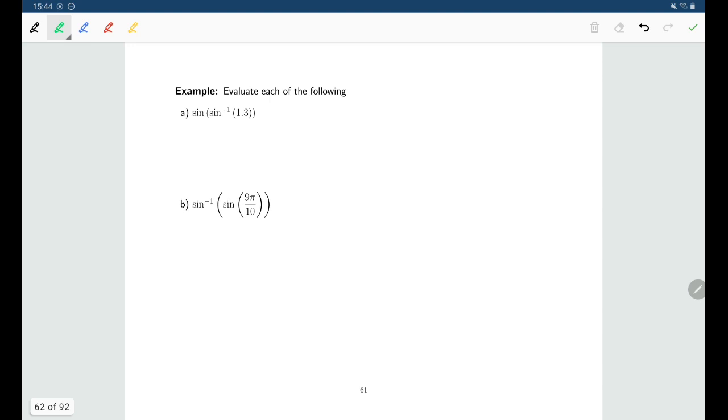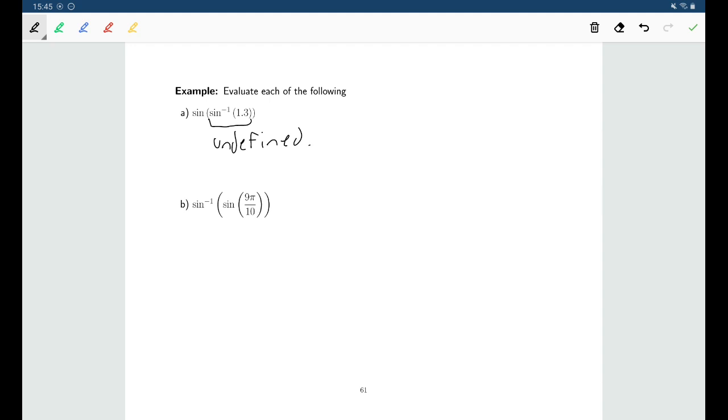So let's do some examples here. We're looking for sine of sine inverse of 1.3, and right away, this is the fast and easy one. We can just stop and say that sine inverse of 1.3 definitely is undefined. And that's because sine inverse's domain is only from -1 to 1. And since that's undefined, then the composition, sine composed with sine inverse, is also undefined. So the answer to part A is undefined, no answer.